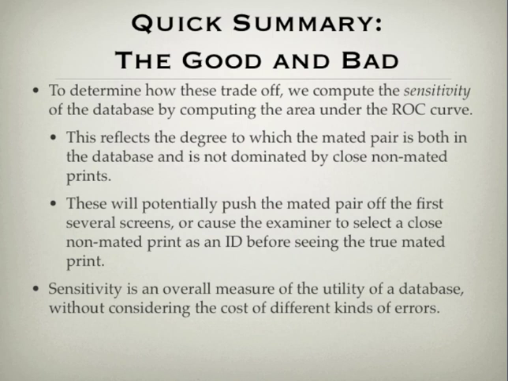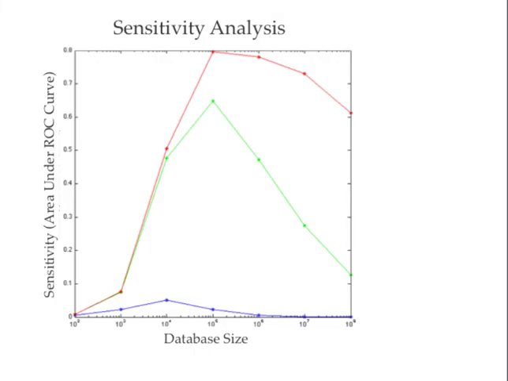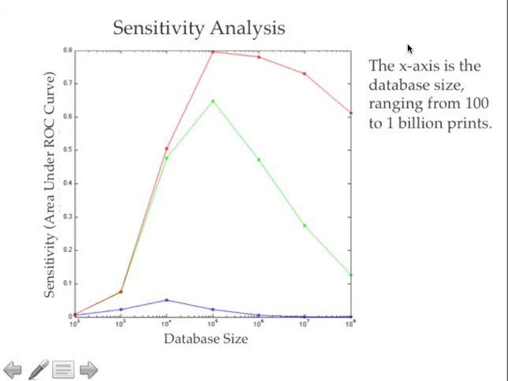All right, so here's the sensitivity graphs for our three kinds of matchers, shown in blue, green, and red. So blue is the really poor comparer, green is the relatively good, and red is the excellent comparer. The x-axis here is the database size, ranging from 100 prints here to 1 billion prints here. The y-axis is sensitivity, and the higher you are, the better. This goes from 0, essentially no sensitivity, all the way up to 0.8. In theory, the area could go up to 1, but in our scale it goes up to 0.8.